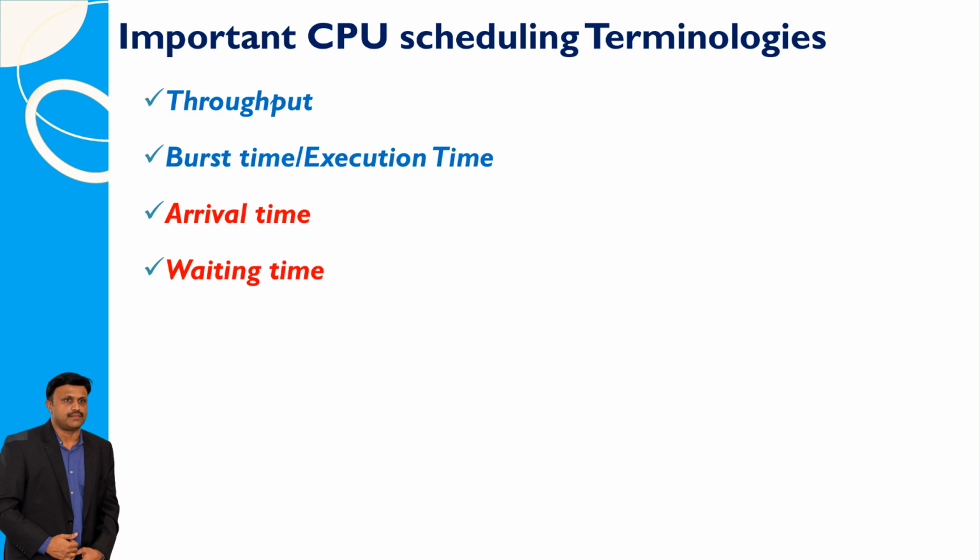In CPU scheduling, several key terms play crucial roles. Throughput refers to the number of processes completed per unit of time. Burst time, or execution time, signifies the duration a process needs to execute on the CPU. Arrival time indicates when a process enters the system for execution. Waiting time is the duration a process spends waiting in the ready queue before it gets CPU time.